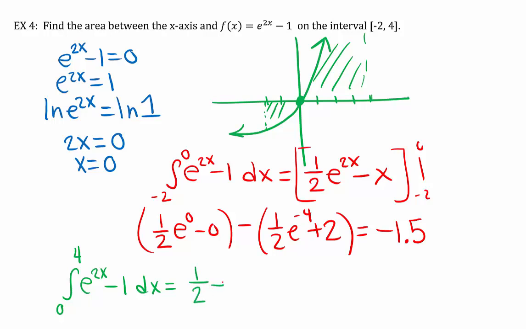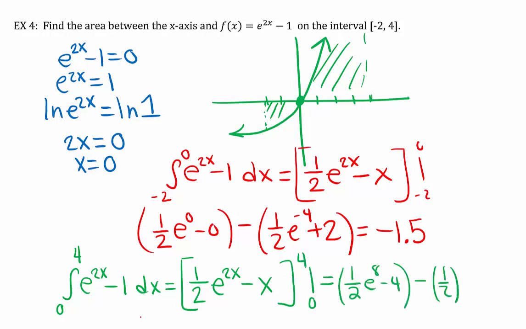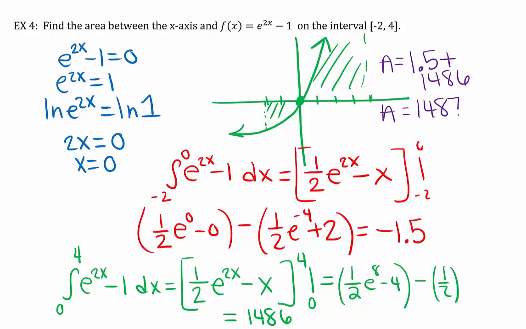I should get the same antiderivative, 1/2 e to the 2x minus x. The thing that's different is my bounds of integration. I'll be plugging in 4 and 0. I use a calculator to help me with this part, and I get 1486. Finally, to finish the problem, I have to add the absolute value of those answers. So the area is going to be 1.5 plus 1486, which would be 1487.5. And that's my final answer.